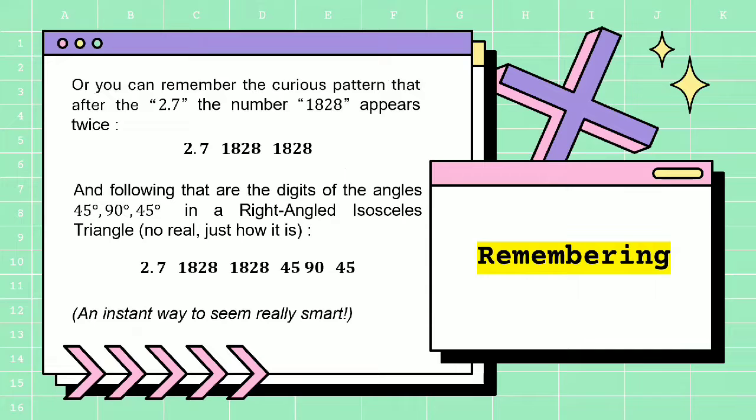Or you can remember the curious pattern that after the 2.7, the number 1828 appears twice. And following that are the digits of the angles 45 degrees, 90 degrees, 45 degrees in a right angled isosceles triangle. 2.71828 1828459045. This is an instant way to seem really smart.